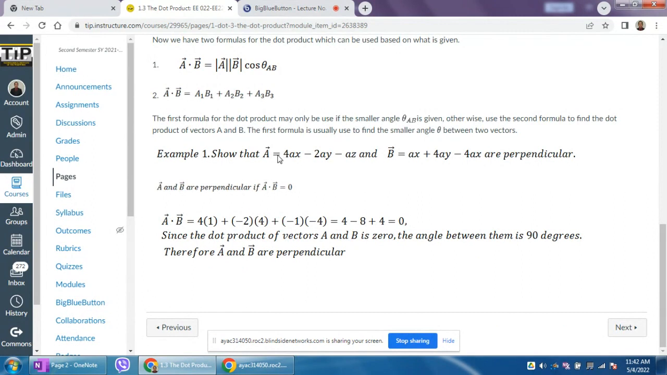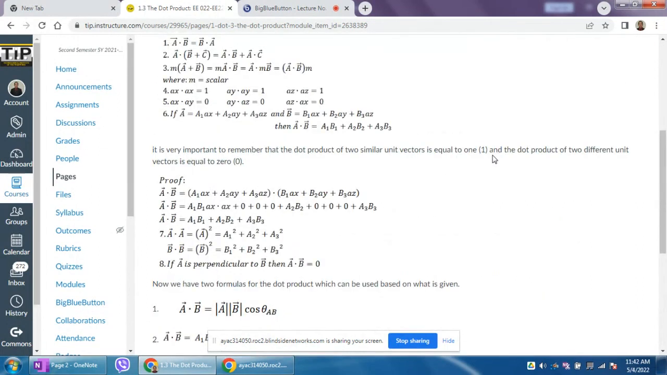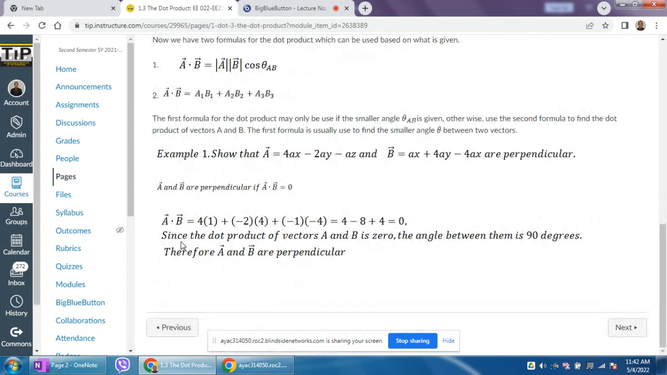Show that vector A, 4ax minus 2ay minus 2az, and vector B, ax plus 4ay minus 4az are perpendicular. Okay. Paano po ba i-show ito? Nandun po ito sa ating remarks dito. Ayan. Number 7, if vector A is perpendicular to vector B, then their dot product is 0. So, pag perpendicular po, the angle is 90 degrees. No? 90 degrees po yung angle natin.